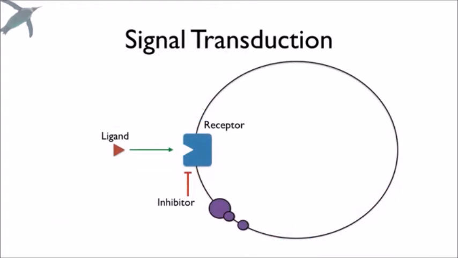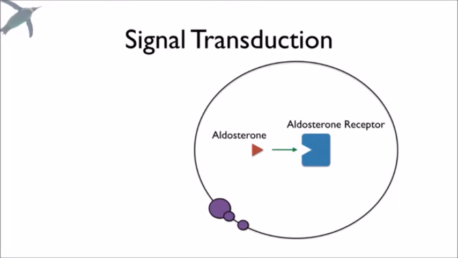Just to make sure we're all on the same page, we have the terms ligand and receptor. The ligand is the thing that binds, and we use this symbol here for an inhibitor of that ligand-receptor binding, so some sort of antagonist, for example. The receptor can be found at the surface of the cell. It can also be found inside the cell, in the cytoplasm, or even in the nucleus.